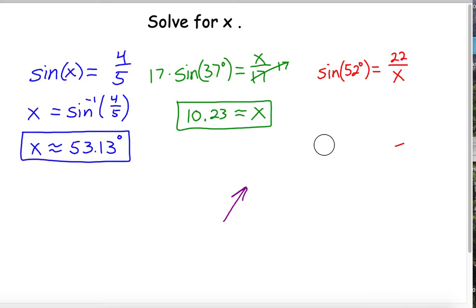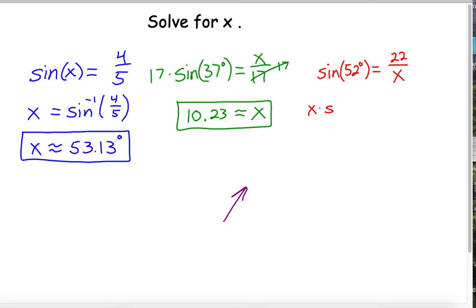Another way of thinking of it, since we've done proportions before, you could put this over 1 and cross multiply, and you get x times sine of 52 is equal to 22 times 1, which is just 22. So that's another way to think about it. Whichever way you want to think of, you're still doing the same calculation.